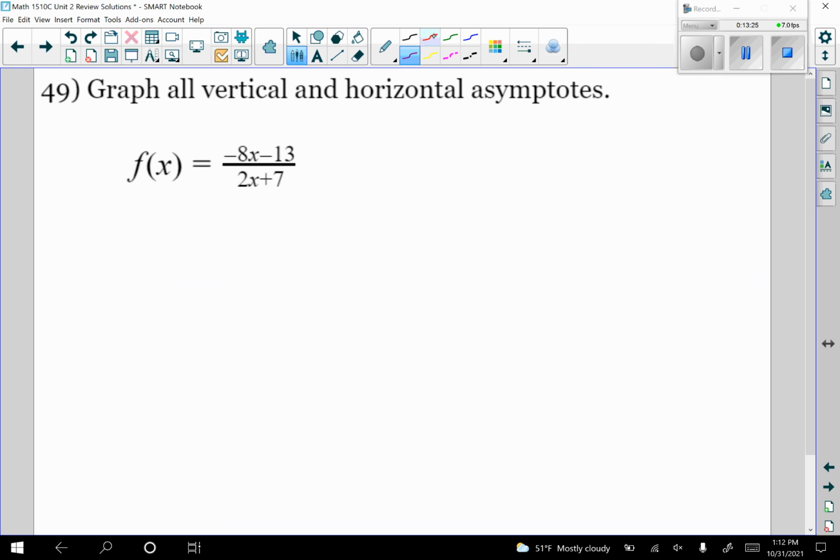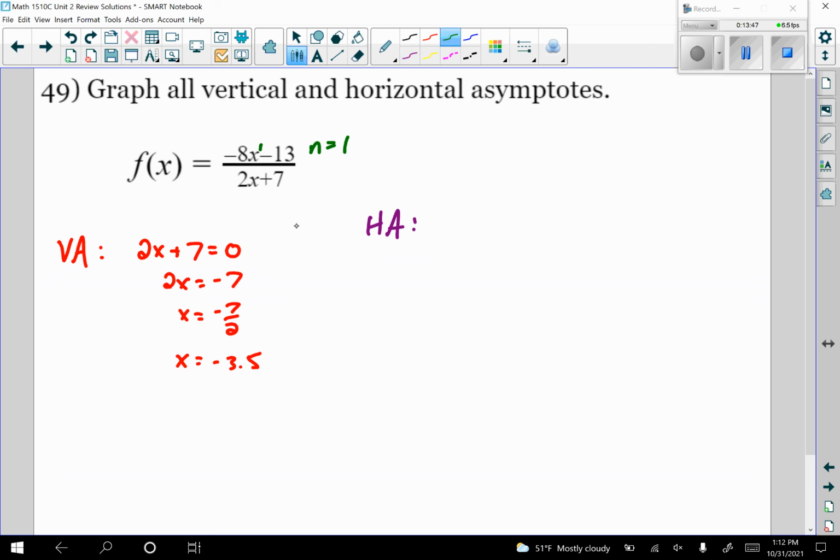All right, for 49, graph all vertical and horizontal asymptotes. So again, vertical asymptotes come from the denominator. We'll set that equal to 0. Subtract 7, divide by 2. So it's -7/2 or -3.5. Horizontal asymptote, let's go back to the degree of the numerator is 1. Degree of the denominator is also 1. So then we just say it's y equals, we take the leading coefficients, -8 over 2. So it's y equals -4, and then we'll graph both of those.